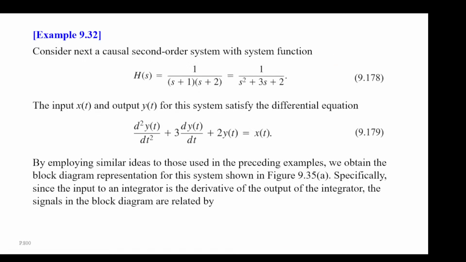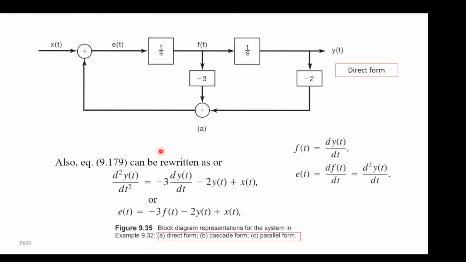I guess let's go to this. Okay, and so this corresponds to a differential equation. So in this form, you see that it corresponds to a differential equation. You can read here, d squared y dt squared plus 3 dy dt plus 2y equal to x of t. And so just similar to the previous example, you can rewrite the differential equation to this direct form block diagram. Okay, and let's try to verify here.